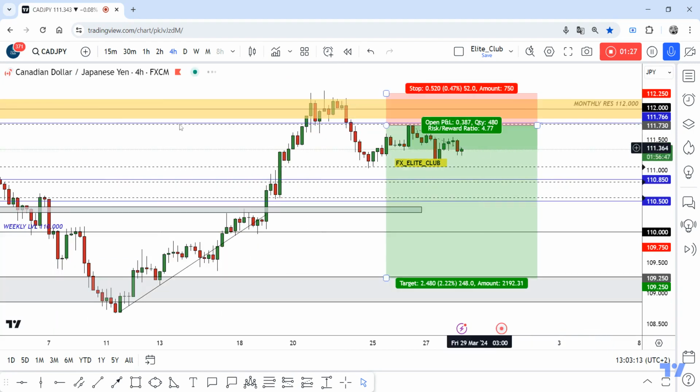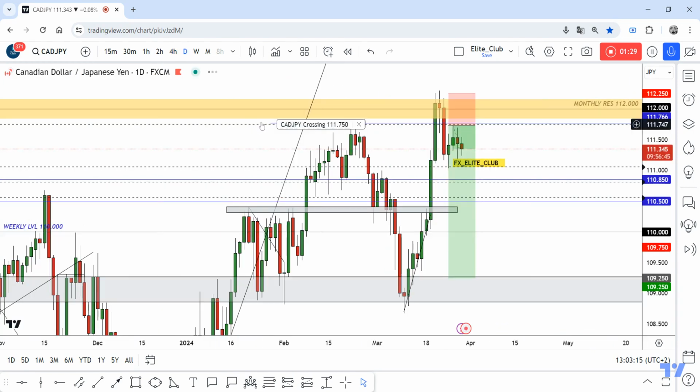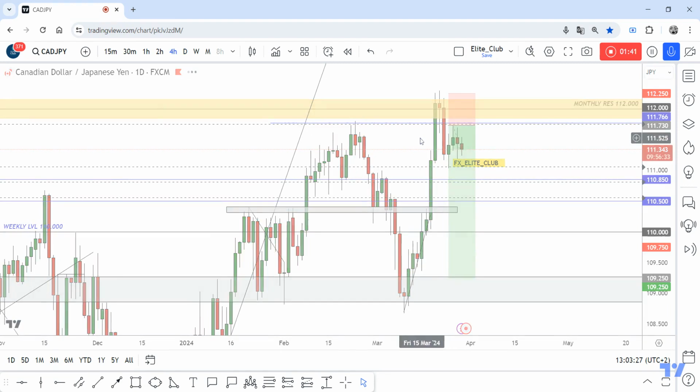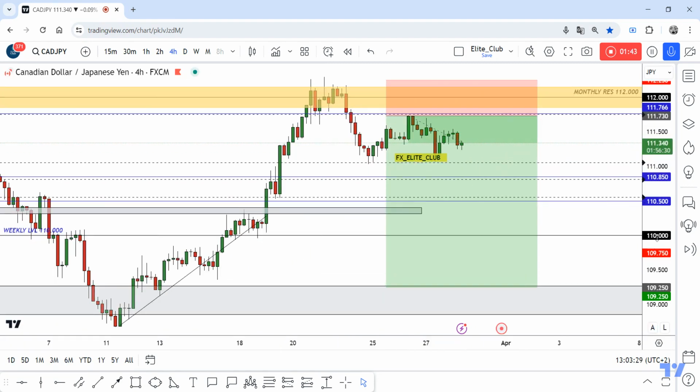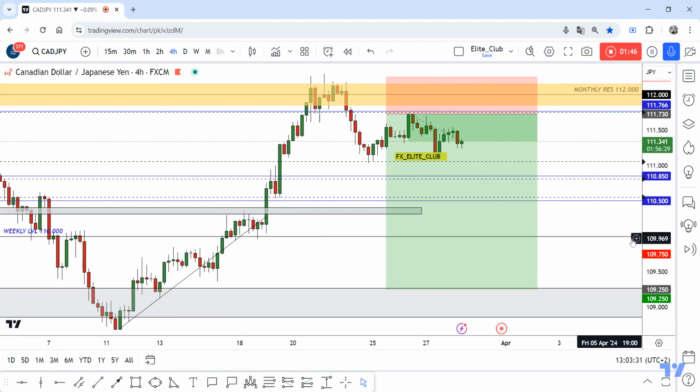Also, I have CAD/JPY, the same analysis exactly. We have a fake breakout to the upside, and then we have this amazing hangman candlestick closed below with this huge bearish candlestick and making this 3 pin formation pattern. I waited for the price to go up to retest this area, and then I entered the sell trade, and it gave me more than 50 pips.